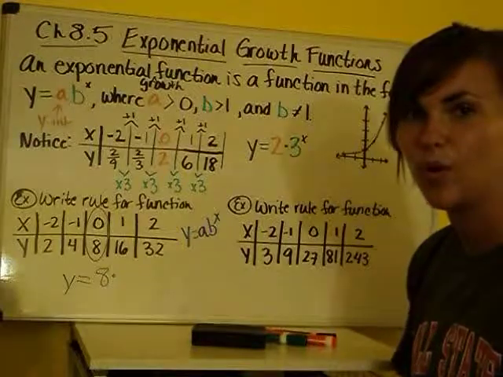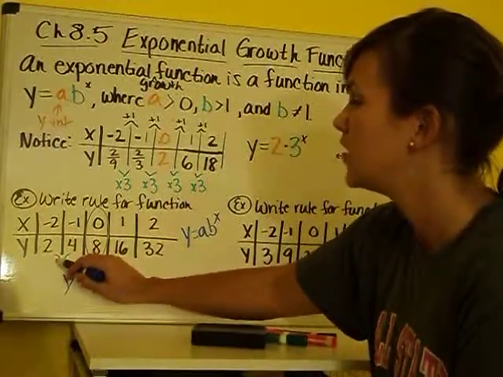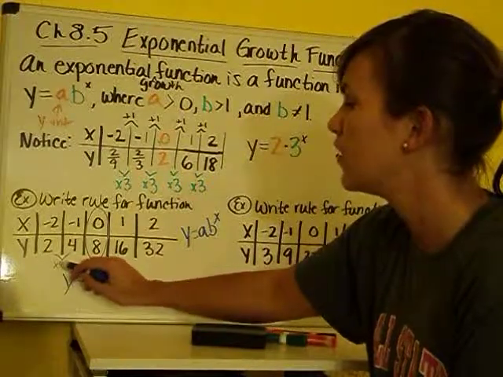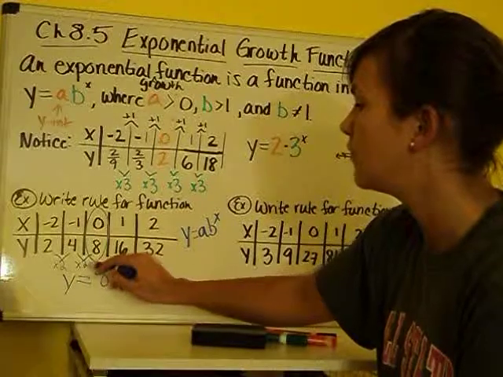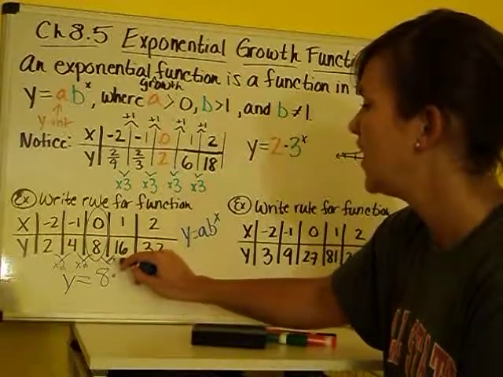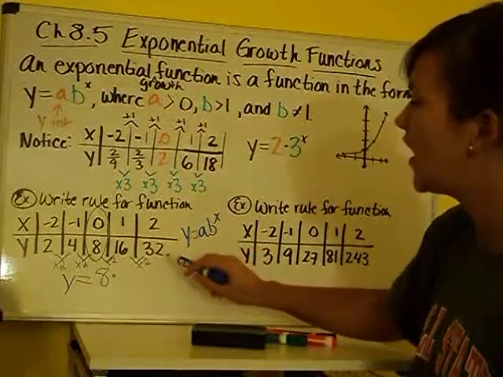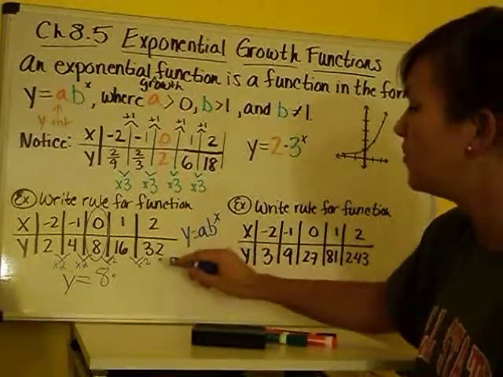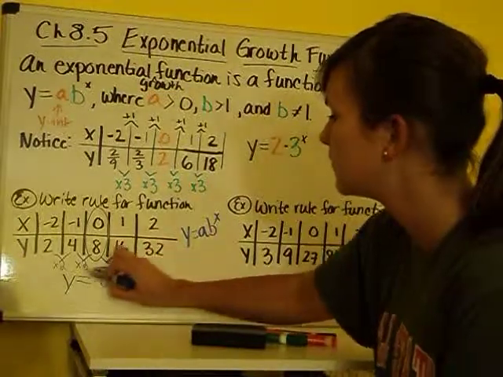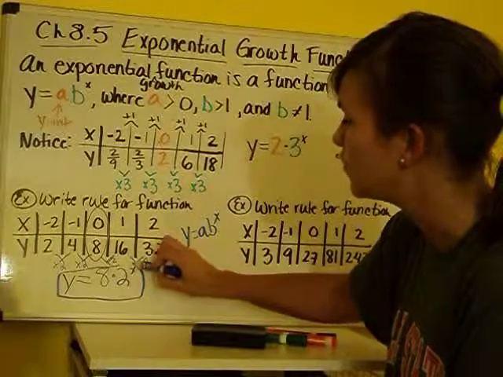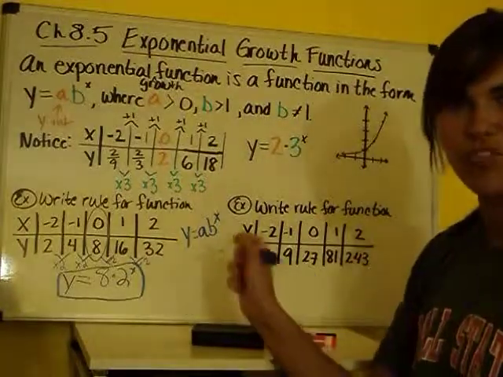We need to figure out what we're growing by. If we're going from 2 to 4, 2 times what equals 4? That is a 2. 4 to 8, we're also growing by times 2. 8 to 16, times 2 again. 16 to 32, times 2. I'm going with our b is a 2. So we're going to have 8 times 2 to the x. And that is our equation. y equals 8 times 2 to the x. Hopefully you can read my handwriting.